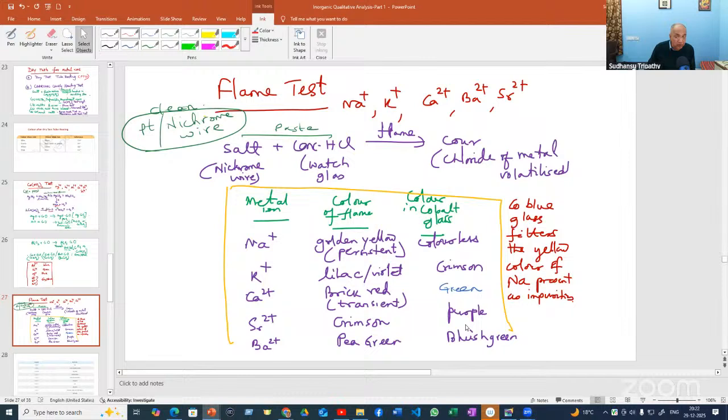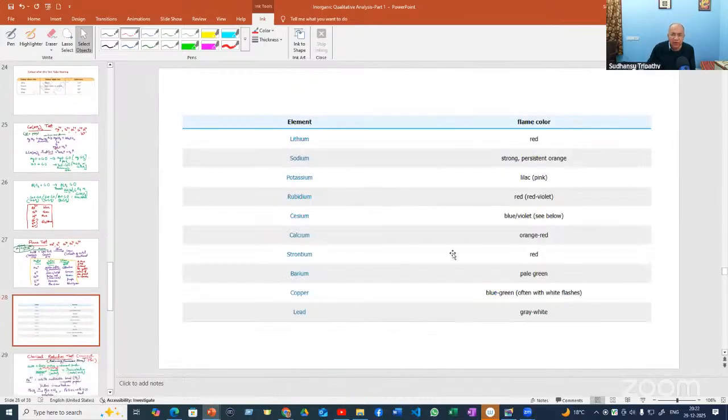Strontium is crimson and purple. Barium is bottle green or pea green, and through blue glass it is green. So this is the flame test for different alkali metal ions. Two alkali metal ions are usually given, but it applies to all alkali metal ions, and three alkaline earth metal ions, not beryllium and magnesium, as you know. I have given all the others, rubidium, lithium, everything, in a table.